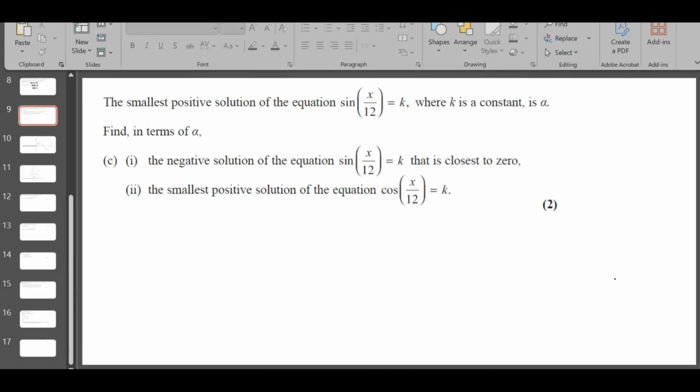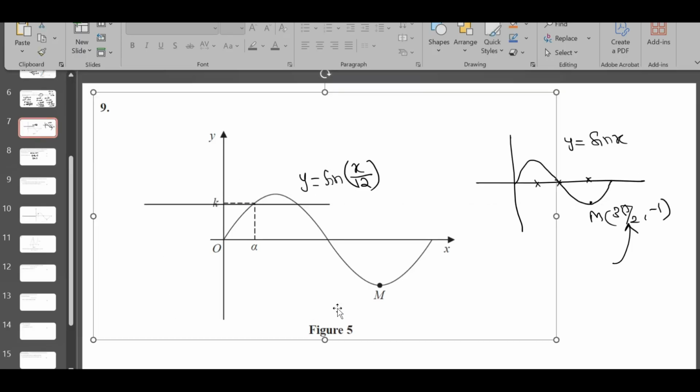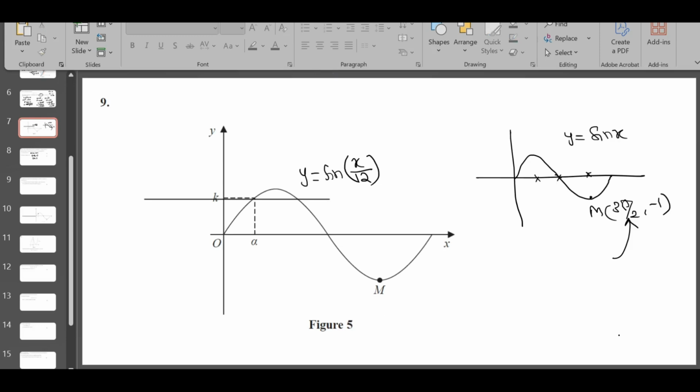Part C now, it's a 2-mark question. The smallest positive solution to the equation is alpha, as you can see from the figure. The smallest positive solution to this intersecting with the line y is equal to k, is alpha, right? That's the solution alpha. When they say sine x over 12 is equal to k, they are talking about the point of intersection of these two. That's the smallest positive solution, alpha.